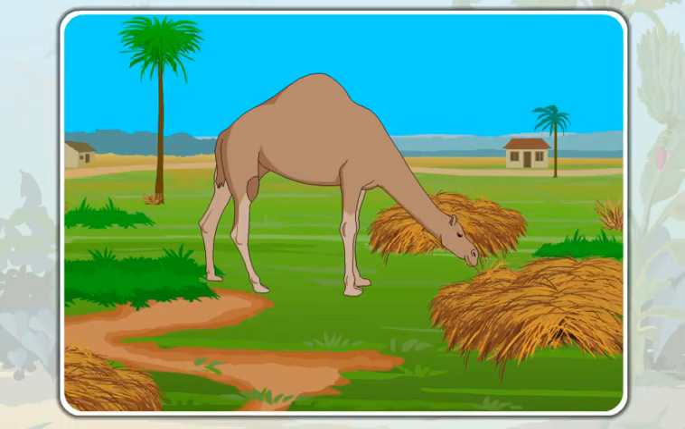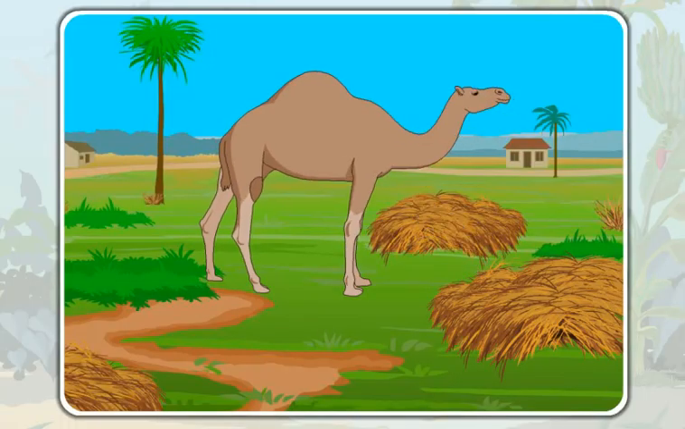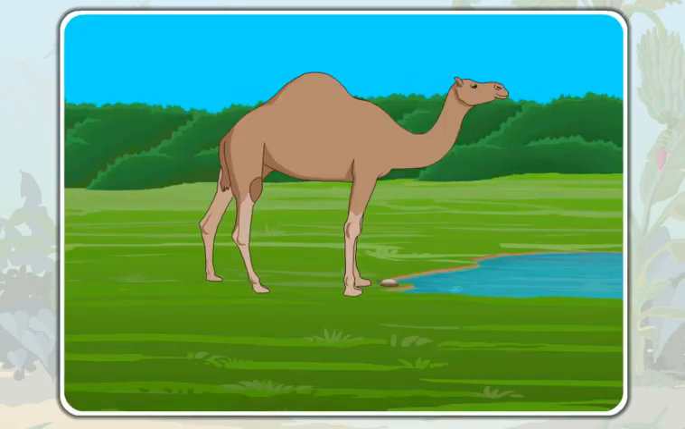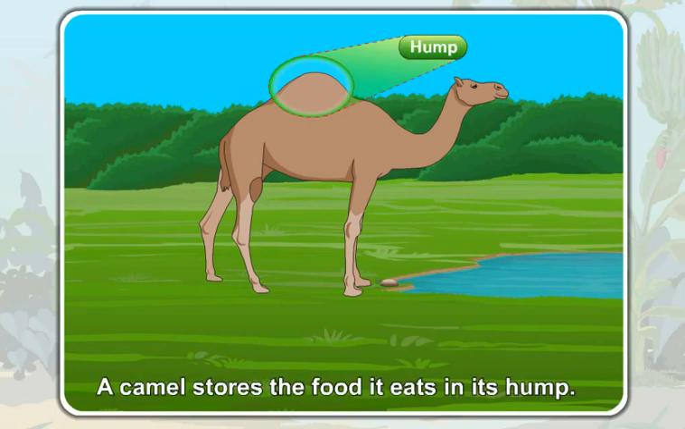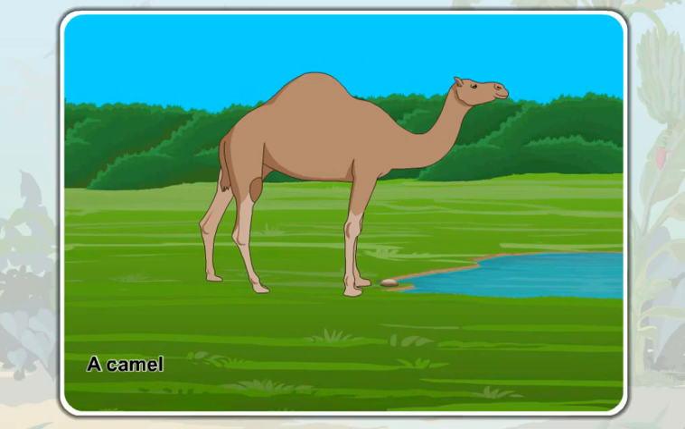Students, a camel eats lots and lots of food and drinks lots and lots of water when it gets food and water. A camel has a round, fleshy part at its back. It is called the hump. A camel stores the food it eats in its hump. A camel also has water pouches in its body to store water.